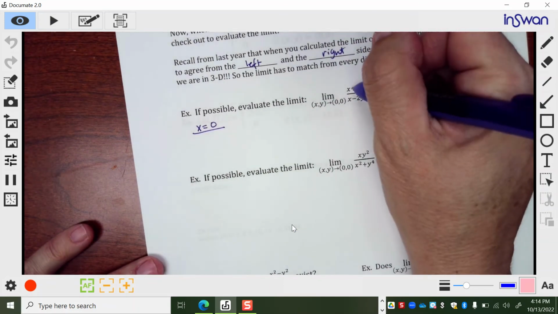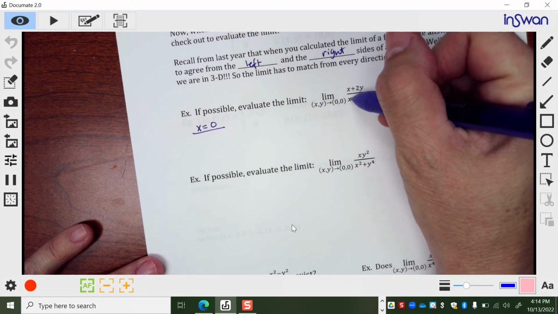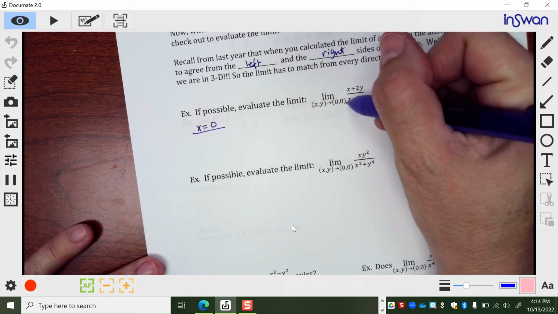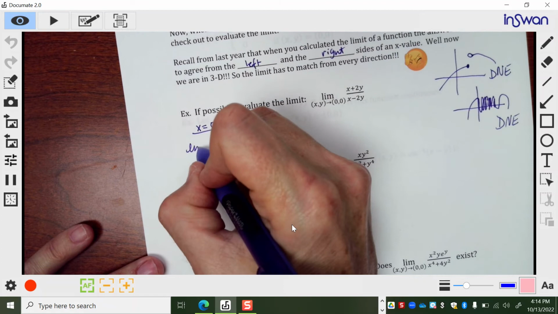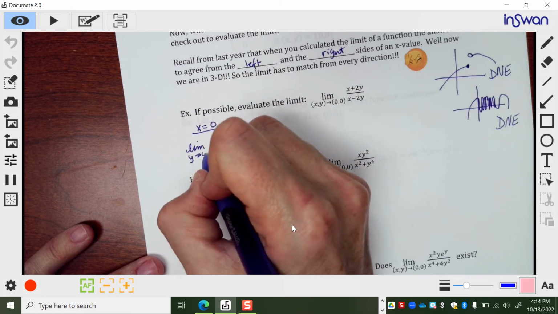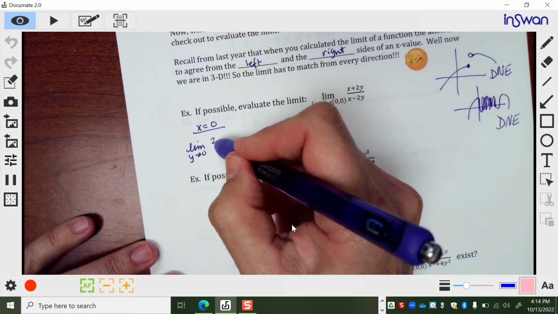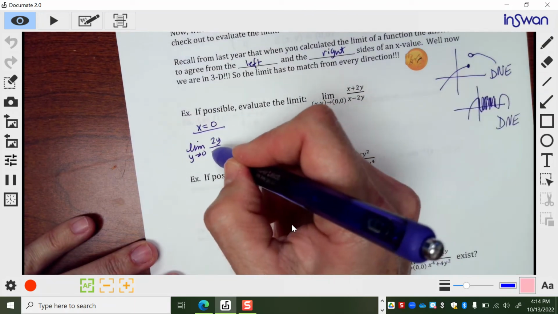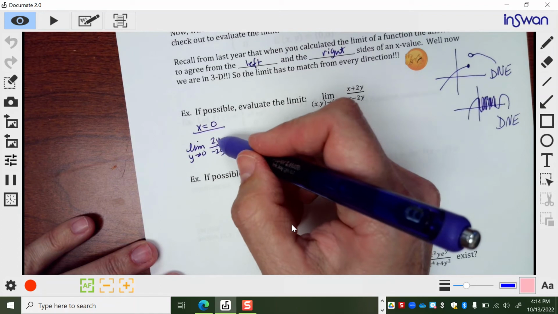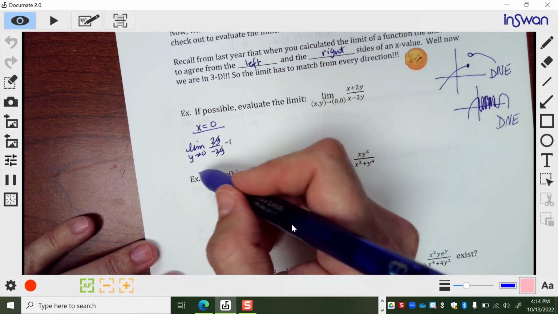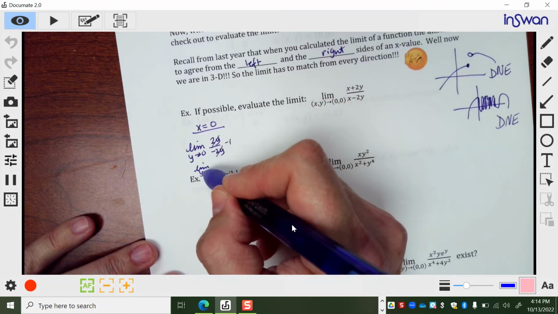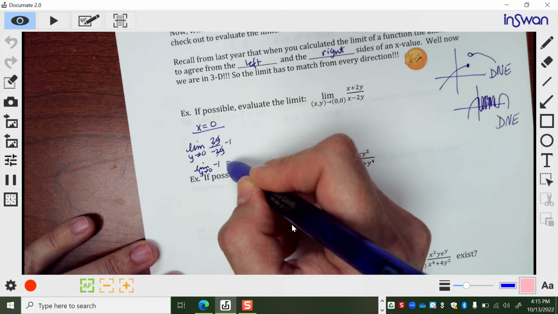So if I let x be 0 in this problem, that means that's 0 and that's 0. And then I only have to worry about the y's. So I have my limit as y goes to 0, and I have now let all these x's be 0. So I have 2y over negative 2y. So when I do that, these cancel out to a negative 1. So I have my limit as y goes to 0 of negative 1, and that would just be negative 1.